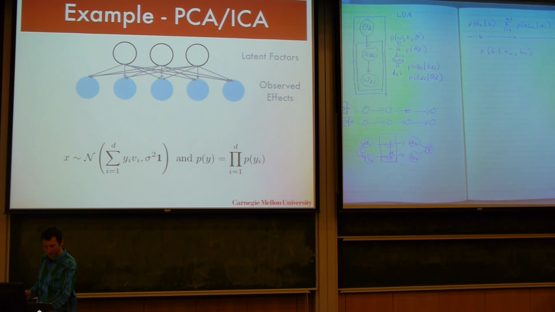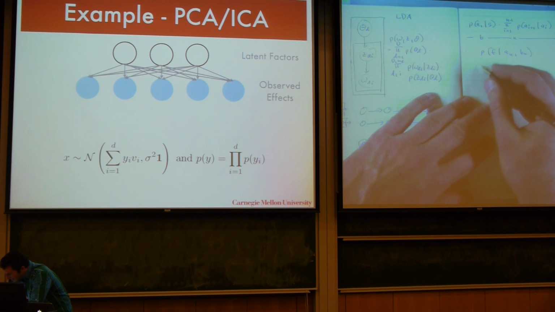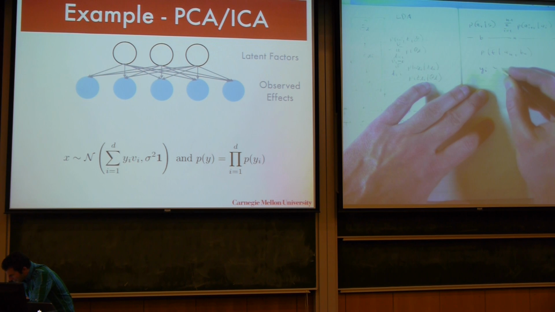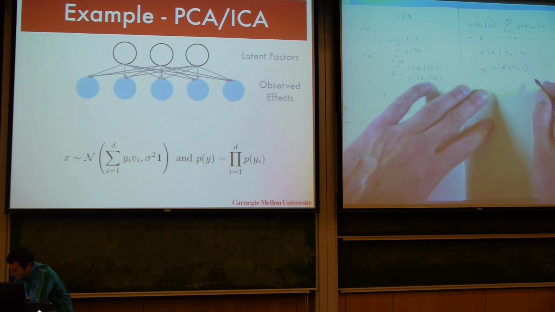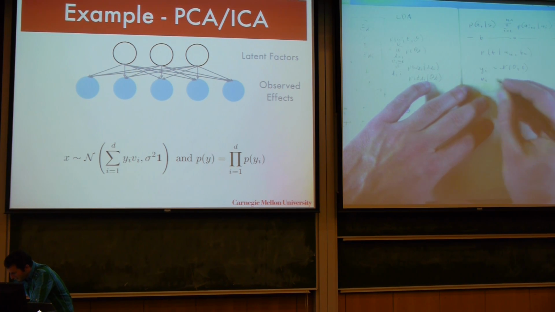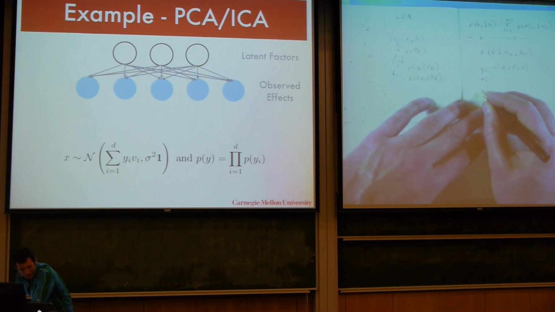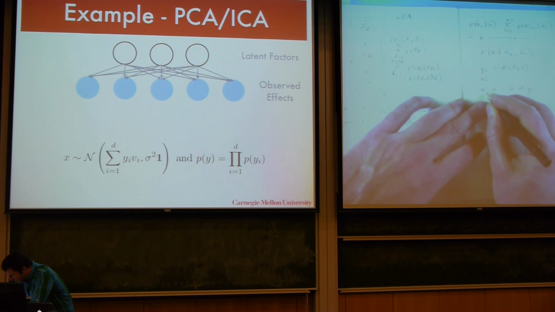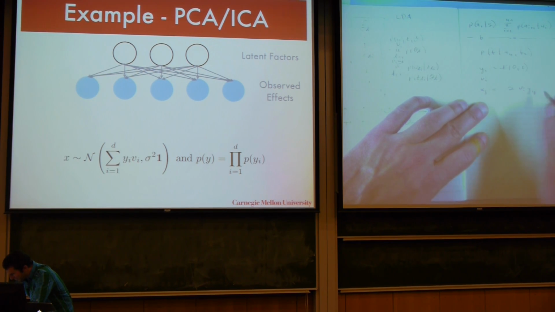Well, let's just quickly do this, right? Let's say that the y_i's are drawn from a normal distribution with zero mean and unit variance. And I have some vectors v_i, and I know that x is the sum over v_ij y_ij, because I'm drawing them independently for each of those, sum over i. And then I have some additional noise.